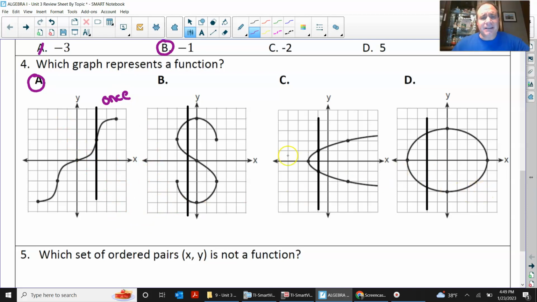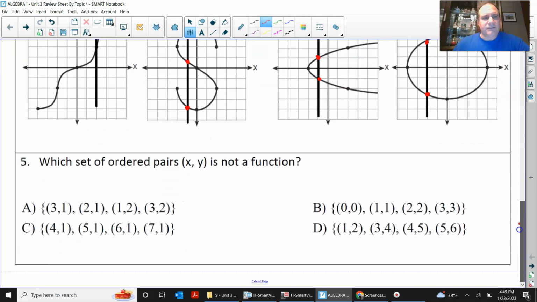Remember, every x has to have its own y. So that means the x is repeating here, here, and here with different y's. The x is repeating here and here with different y's, and the x is repeating here and here with different y's. So A is your answer. Which set of ordered pairs x, y is not a function? So we're just going to go through not a function. 3 goes to 1, 3 goes to 2. A is not a function. It's the only one where the x repeats and goes to different y's.